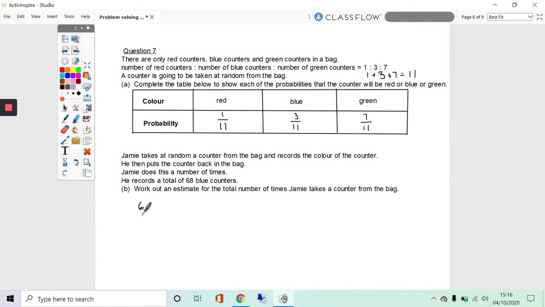So he takes 68 blue counters, and the probability of picking a blue counter is 3 over 11. So in order to find out how many counters he's chosen altogether, we're going to do 68 divided by 3 over 11, which is 68 times 11 over 3. And that's going to give me 249.3. So an estimate for the total number of times Jamie takes a counter from the bag will be 249.